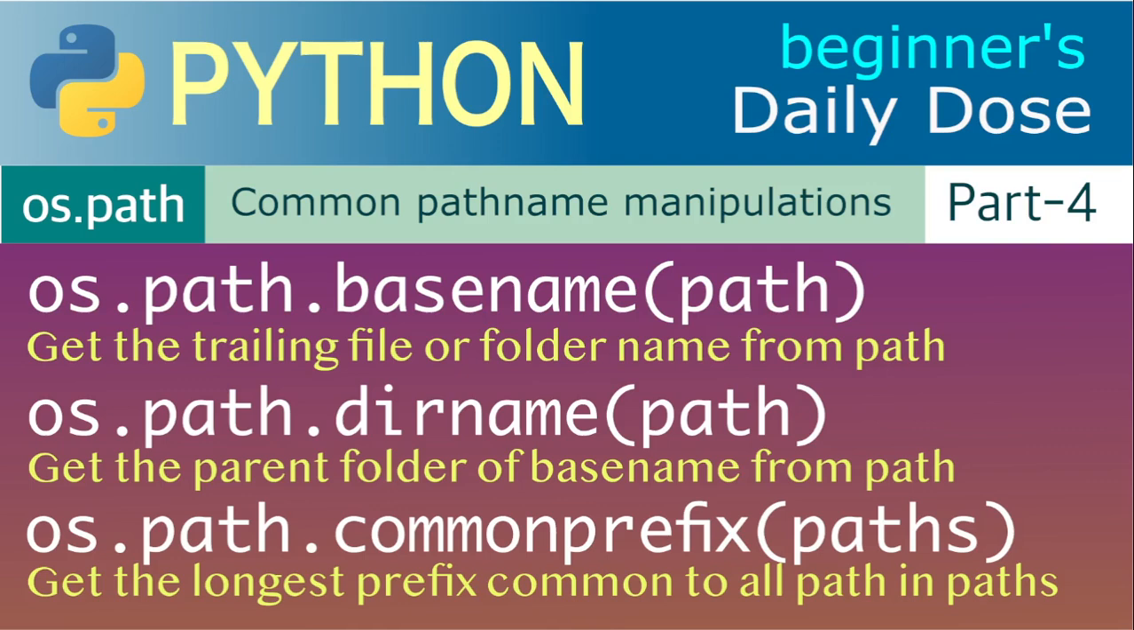This video is part of the playlist Python Beginners Daily Dose, where I try to come up with some useful information on the basics of Python programming and the fundamentals of Python functions and modules from the standard Python library. This is part 4 of the series of videos on the common path name manipulations, which is implemented in multiple functions inside the module os.path.